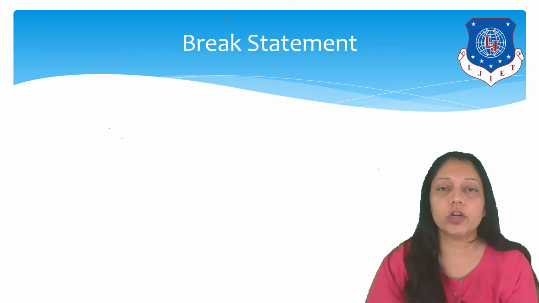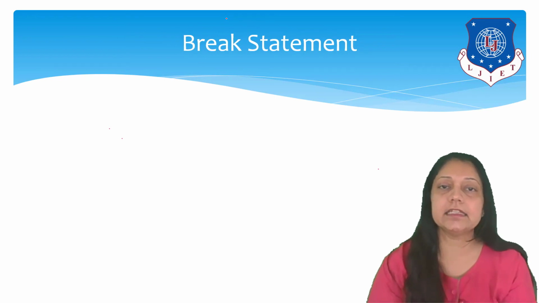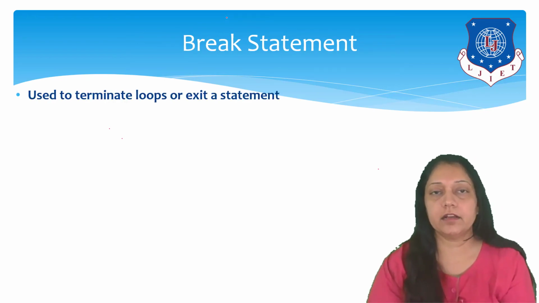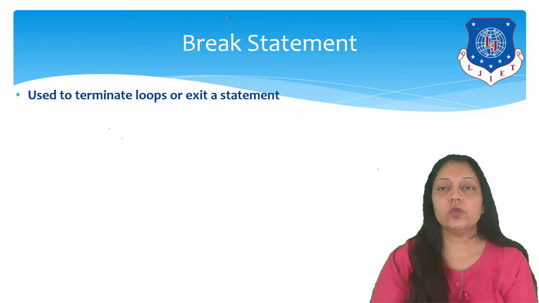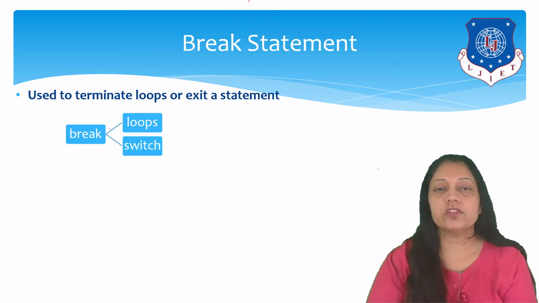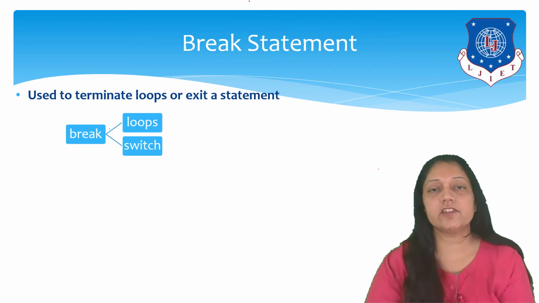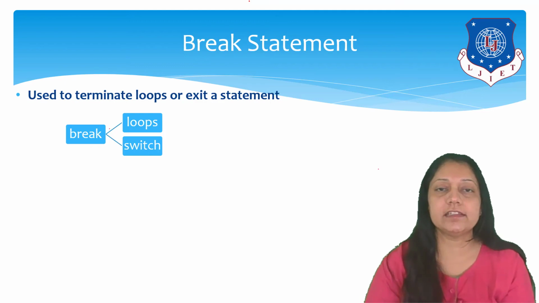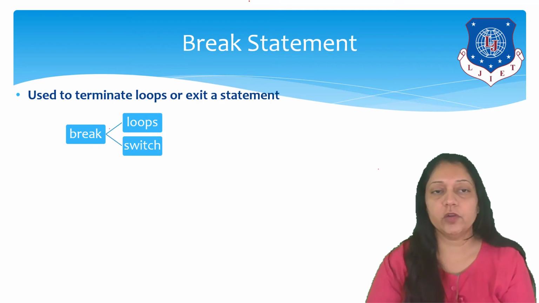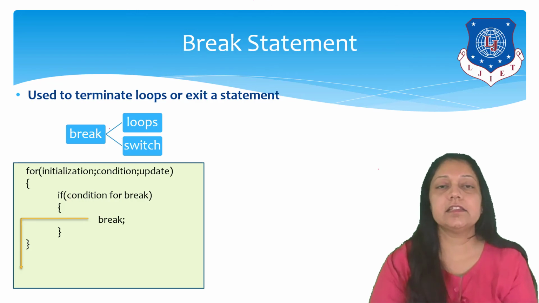We'll be seeing two important statements that are used in loops. One is break and another is continue statement. So first is break. The break statement is used to exit or terminate a loop. Break is used in two different places. It is used in loops. Also break is used in switch. Switch we have already seen in the previous video. So break can be used to terminate a loop or it can be used in switch to exit from a switch statement. Let's understand this with an example.